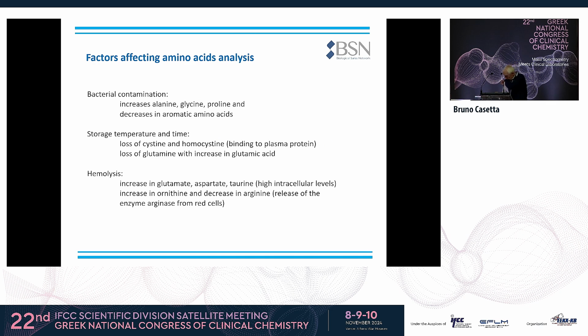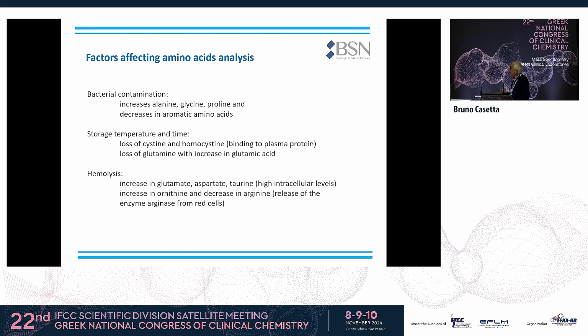Here are some of the rationales behind this change of concentration, like the bacterial contamination, which supposedly increases the alanine, glycine, and proline, and the storage, temperature and time, with the loss of glutamine, which is converted to glutamic acid. Of course, we can even have some hemolysis if we stay with the whole blood.